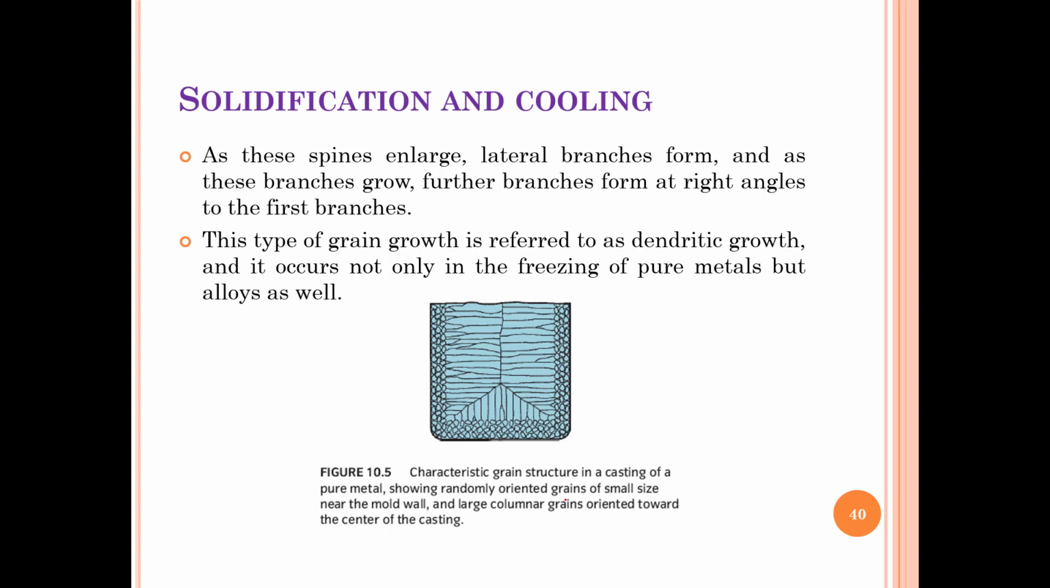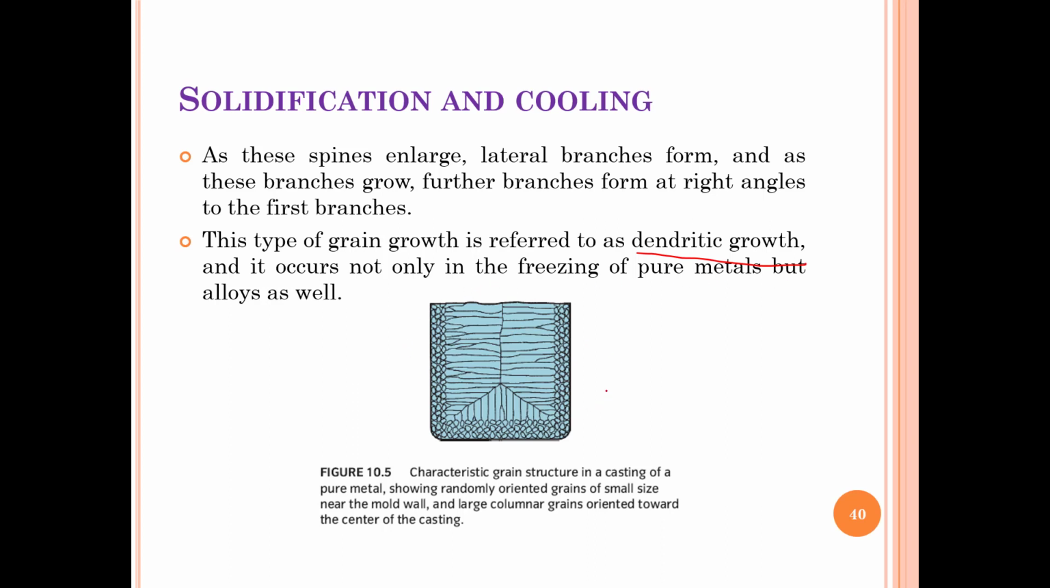As these spines enlarge, larger branches form, and as these branches grow, further branches form at right angles to the first branch. This type of grain growth is referred to as dendritic growth, and it occurs not only in freezing of pure metal but in alloys as well.